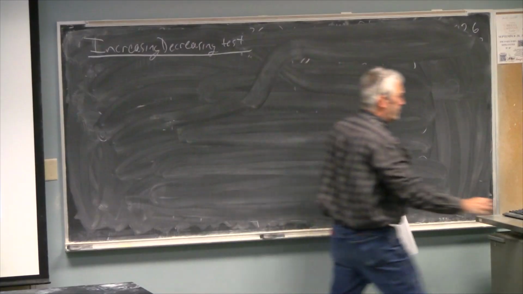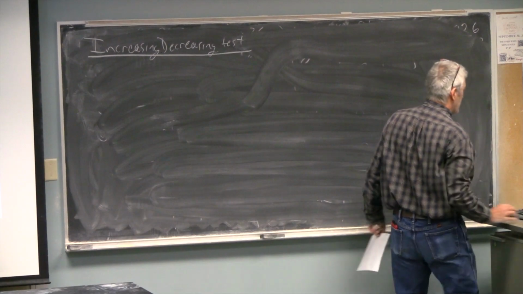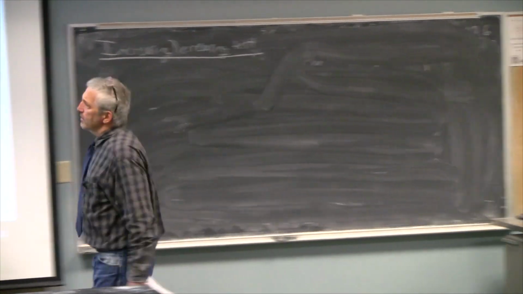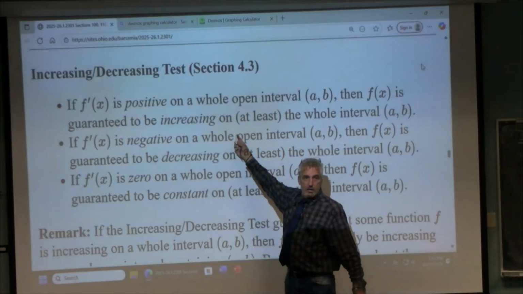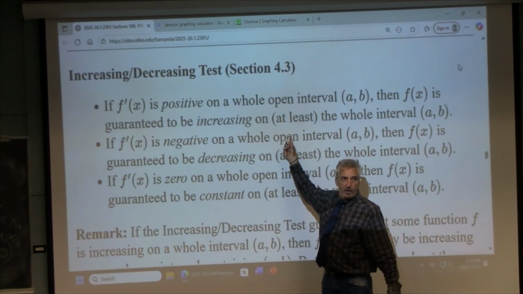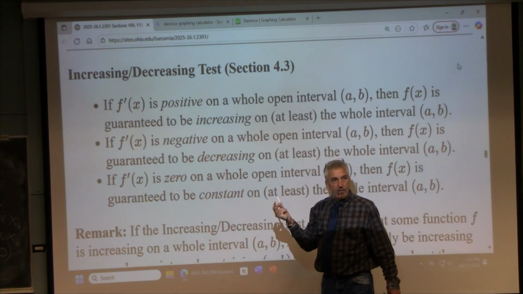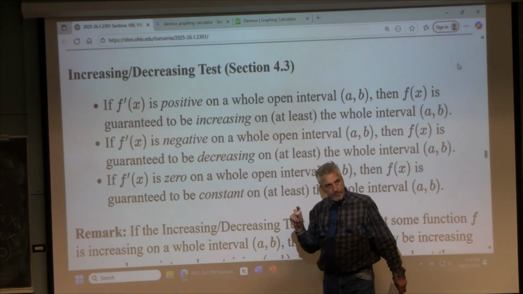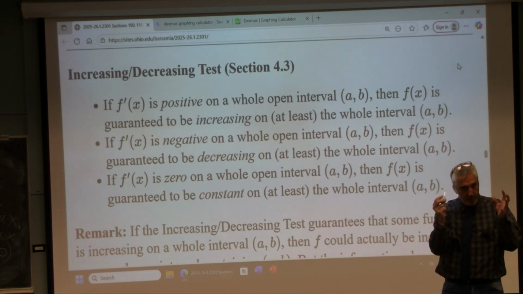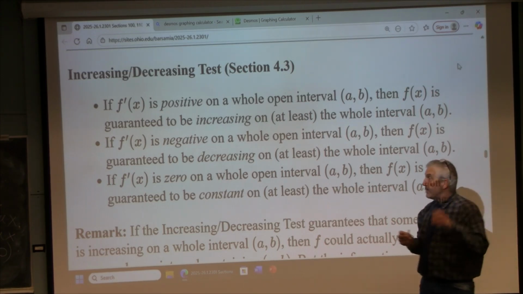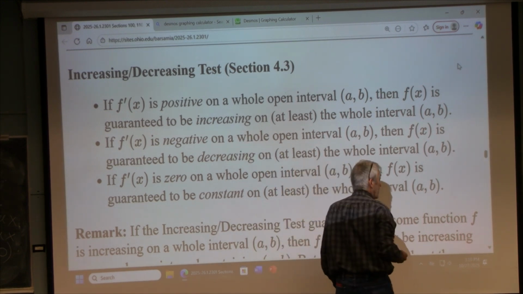So that's, again, in the book and on the web page. Here's the test. If f prime is known to be positive on a whole interval, then f is guaranteed to be increasing on at least that whole interval. So again, note the nouns here. F prime is the thing that's positive. F is the thing that's known to be increasing. So we're talking about two different things here: f prime and f. F prime is the thing that's known to be positive, and f is the thing that's known to be increasing.